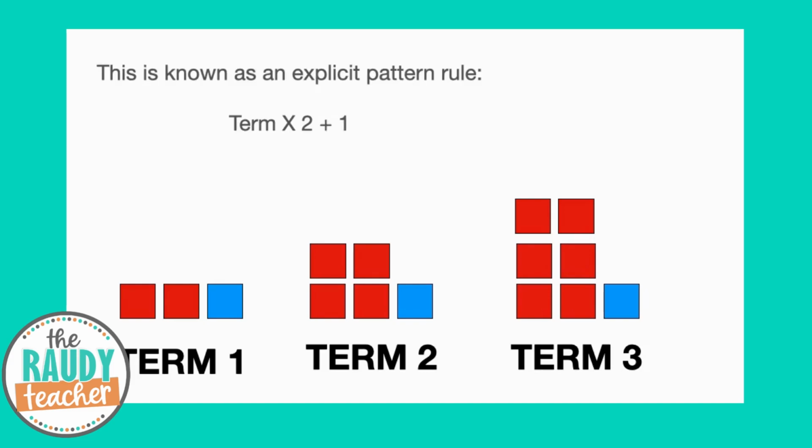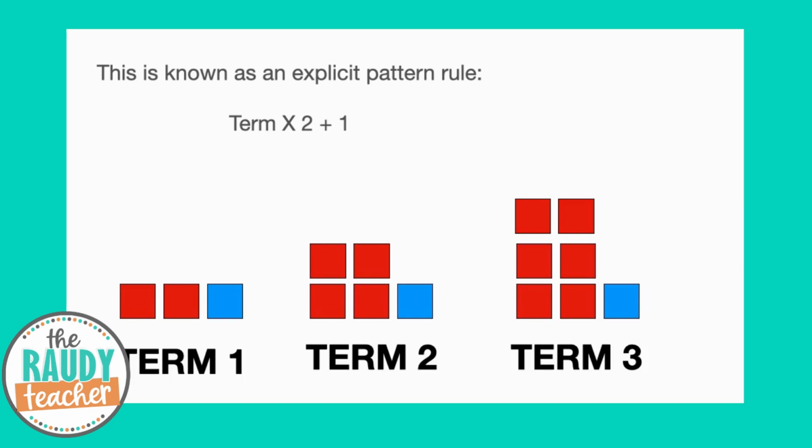This is how we build an explicit pattern rule. So in order for me to figure out what I would need for future terms, I would need to figure out what my explicit pattern rule is. And I would take the term number and multiply it by 2 because it's my multiplier. It's the number that's getting bigger each time. But I need to make sure I add 1. I need that constant in there as well.